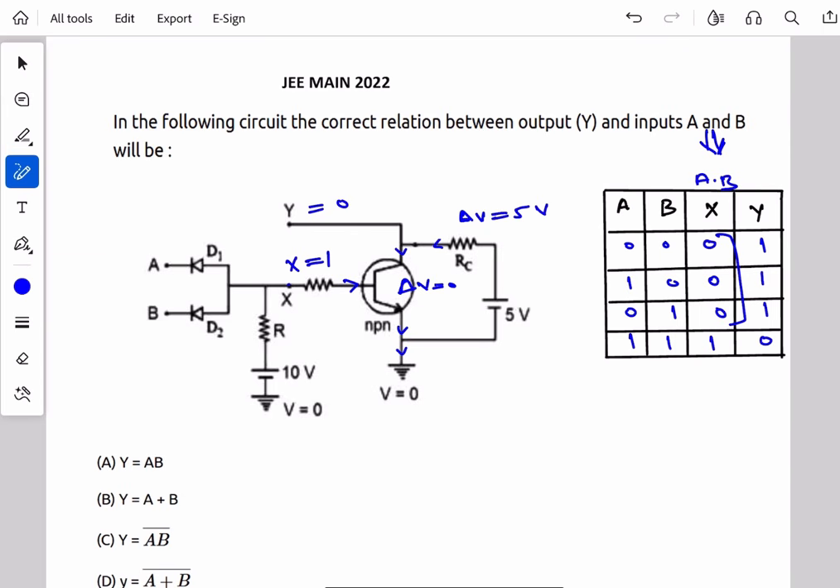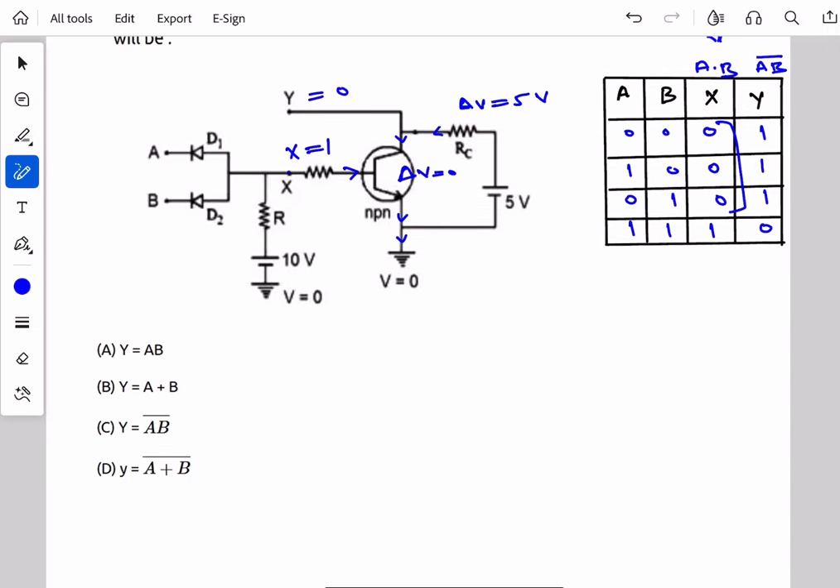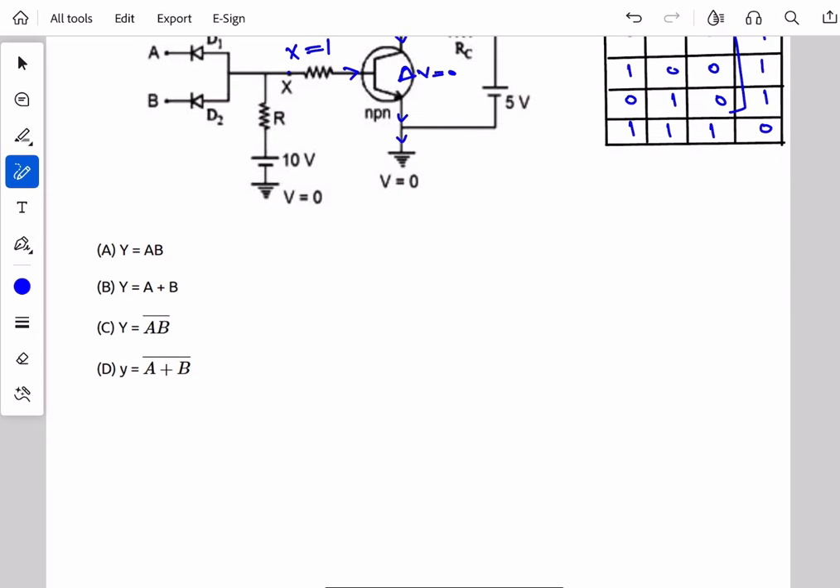So that means between X and Y we have a NOT gate, and the final output is AB whole bar, and this is a NAND gate. So therefore option C is correct.